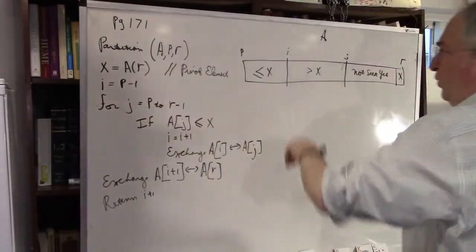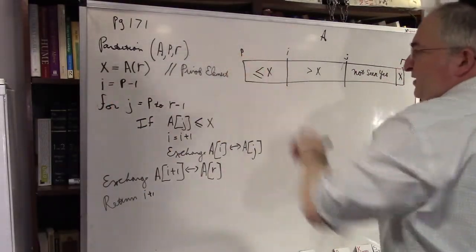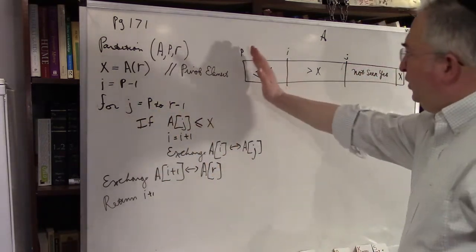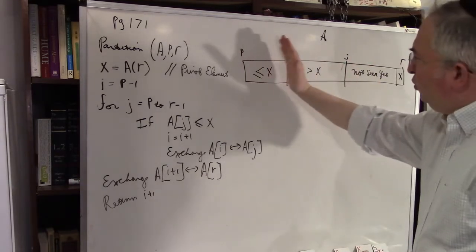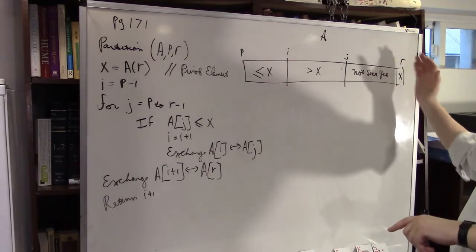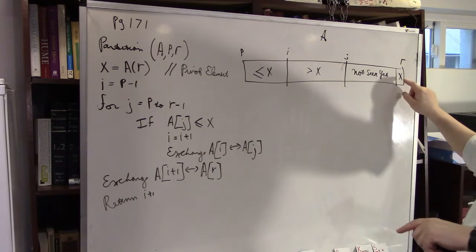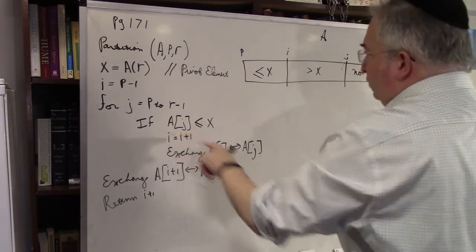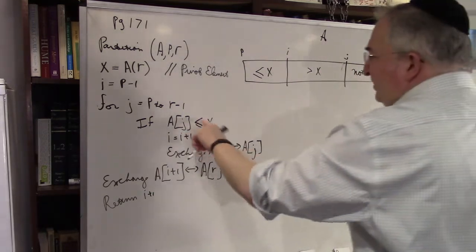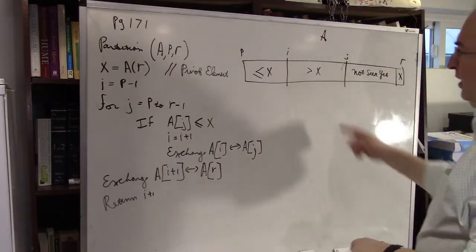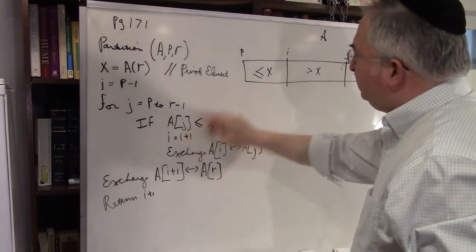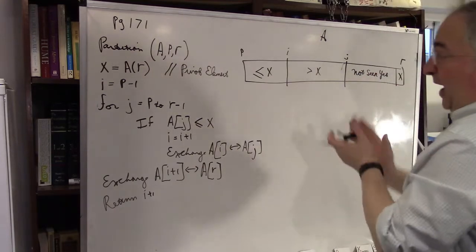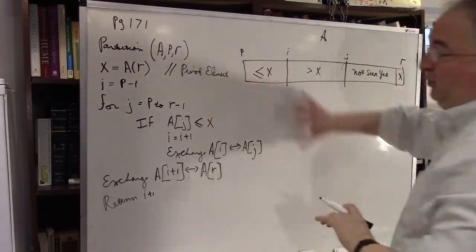I is equal to P minus 1, so you start off on this side, and you do as follows. For J is equal to P to R minus 1, this J goes along from the beginning till the end, till X. We don't have to check around here, and here's what we do. If A of J, that's the thing that you're looking at as you go along, is less than X, then here's what you do. Move I is equal to I plus 1. I was over here, now move it over here. That's your boundary between what's less than X and what's more than X.